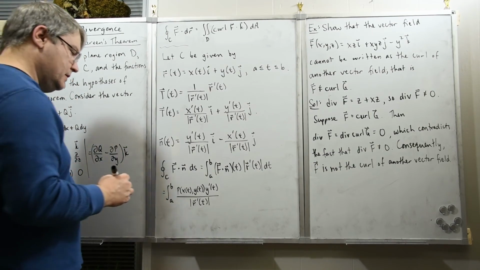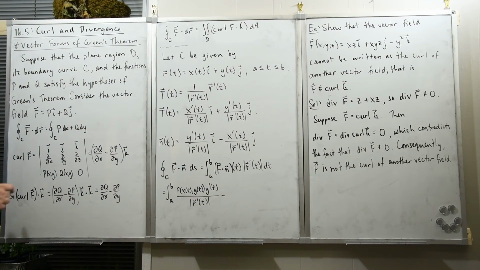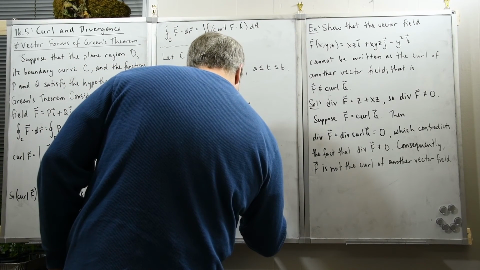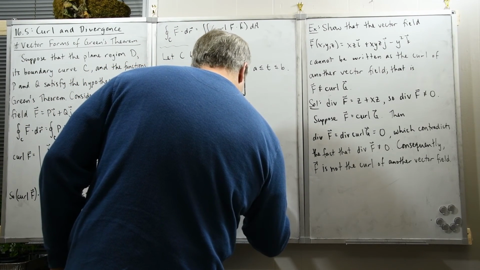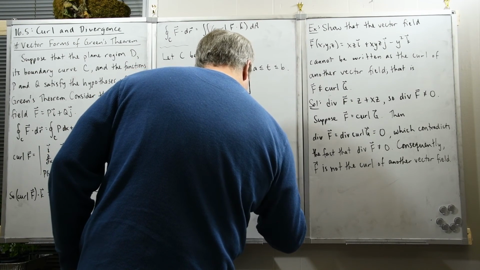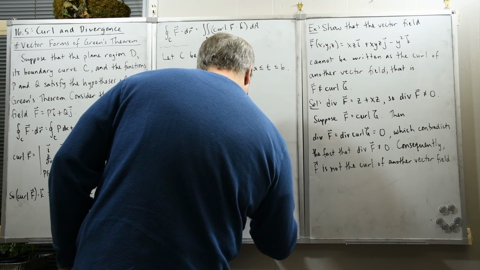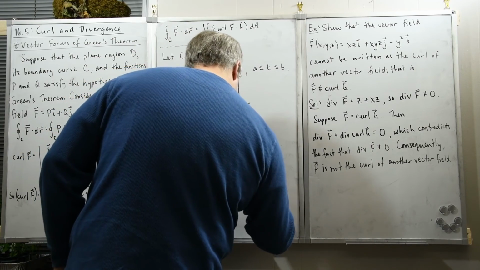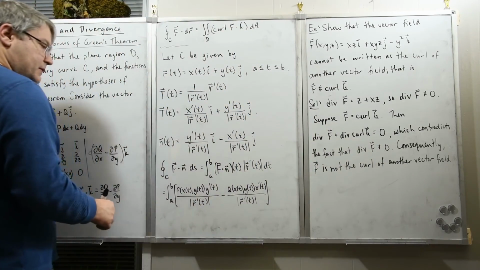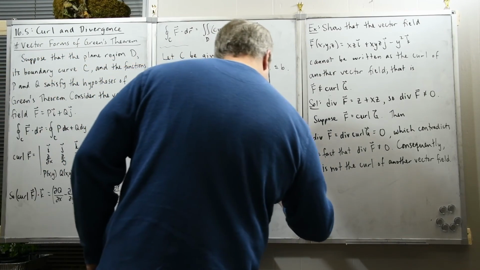Then you'd have minus, because of the minus here. And then you'd have your q of x of t, y of t, times x prime of t, over magnitude of r prime of t. So that's going to be your f dot n of t, but then that's multiplied by the magnitude of r prime of t.